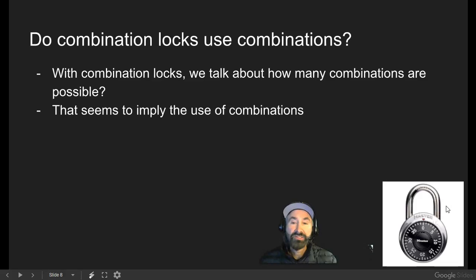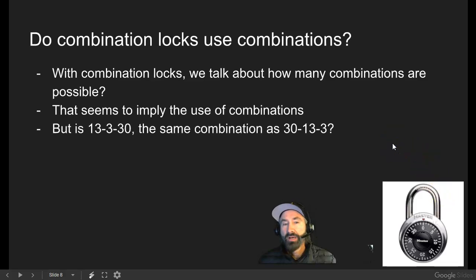So the question is, if we wanted to figure out all the different possible combinations, would we use permutations or combinations? Well, intuitively, combinations, correct? Well, I want you to think about this. If we had a combination that was 13, then 3, then 30, would that be the same as doing 30, then 13, then 3? I think the answer is no. And as a result, I would say that the order of the numbers is important, and therefore we must use permutations.